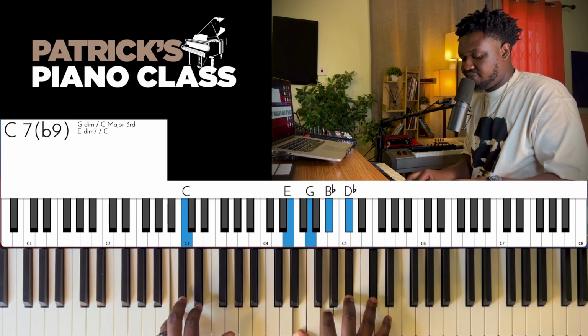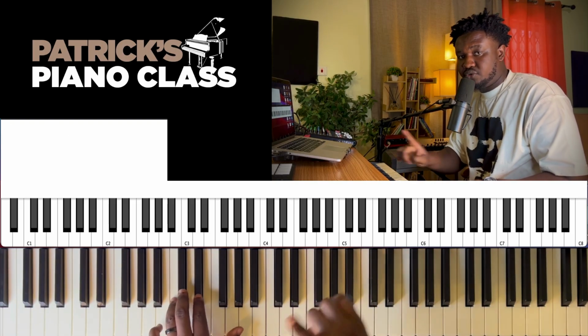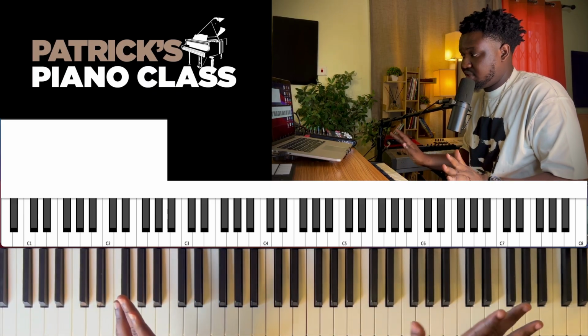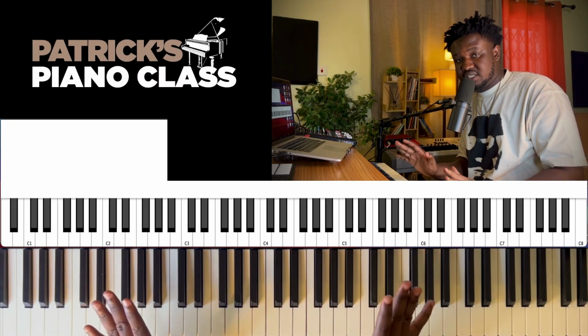Whatever you get on the first and the second mode is just going to repeat itself throughout the entire scale. And so that's why we only have 2 chords from the diminished scale. All right. And so that brings us to the end of the diminished scale.